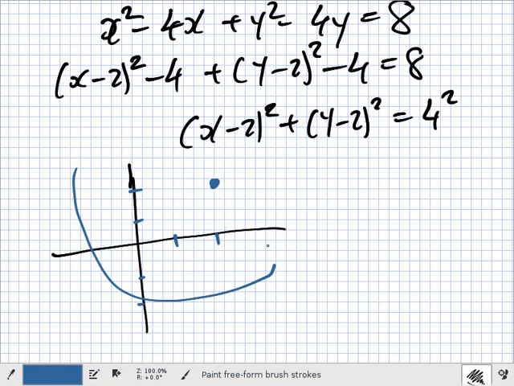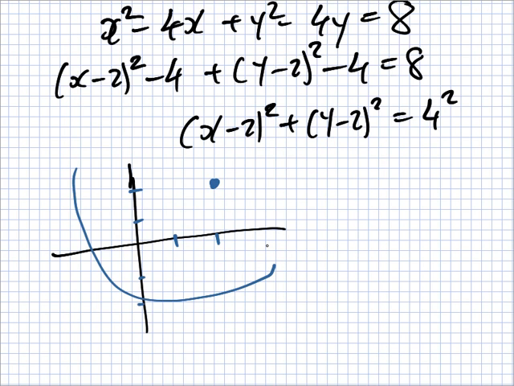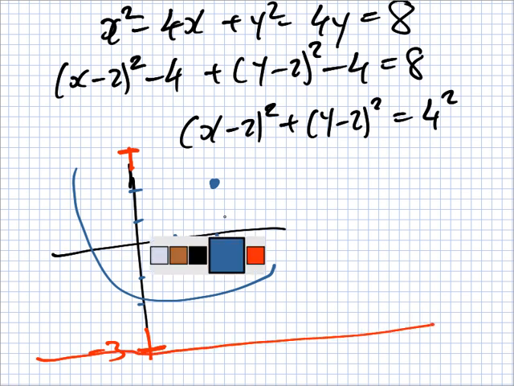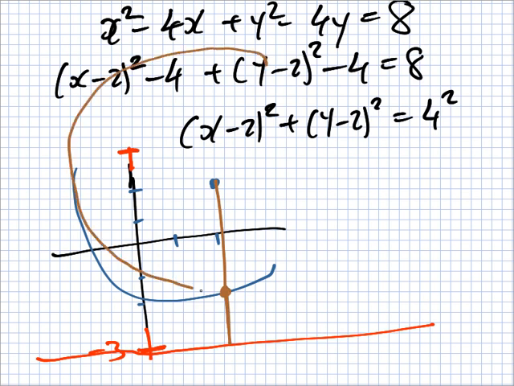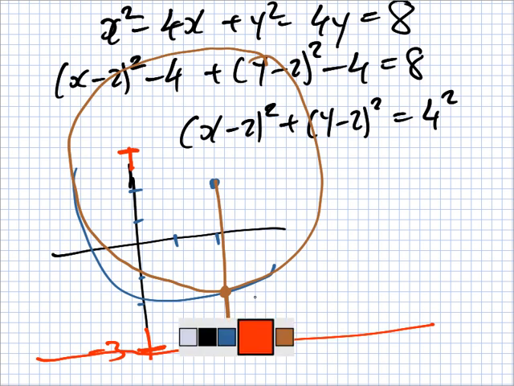And the question is, what is the minimum vertical distance between the circle and the line y equals minus 3? So here's the line y equals minus 3. And the smallest distance happens right here, right at the bottom of the circle. It's kind of hard for me to draw, but the circle is like this. So the question was just a difficult way of asking what this distance is.